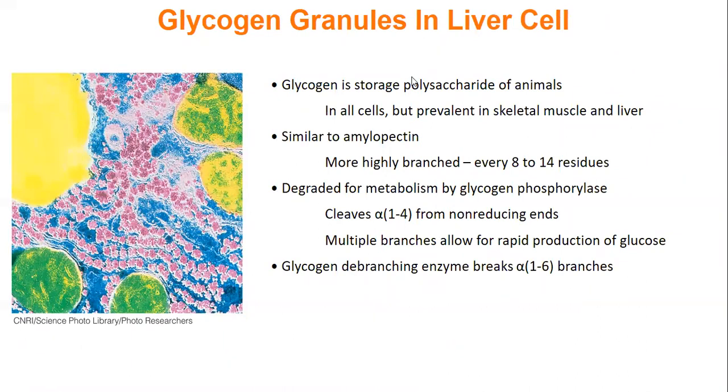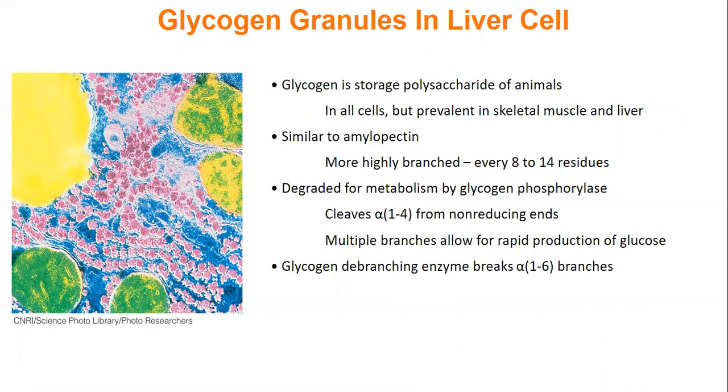So that's the plant storage starch. Mammals, we have something similar called glycogen. That's our storage system in animal cells. And it's usually in your skeletal muscles and your liver. 10% of the weight of your liver is due to glycogen.